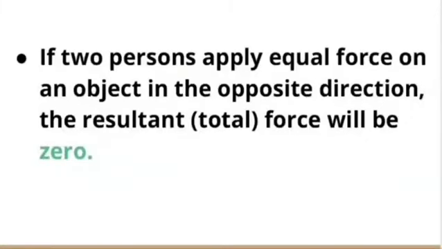Now there is one more case: what happens when two persons apply equal force on an object in opposite directions? Then the resultant force will be 0. Like if you apply a force of 20 Newton from the right direction and another person also applies a 20 Newton force from the opposite direction, then in this case the resultant force will be 0.